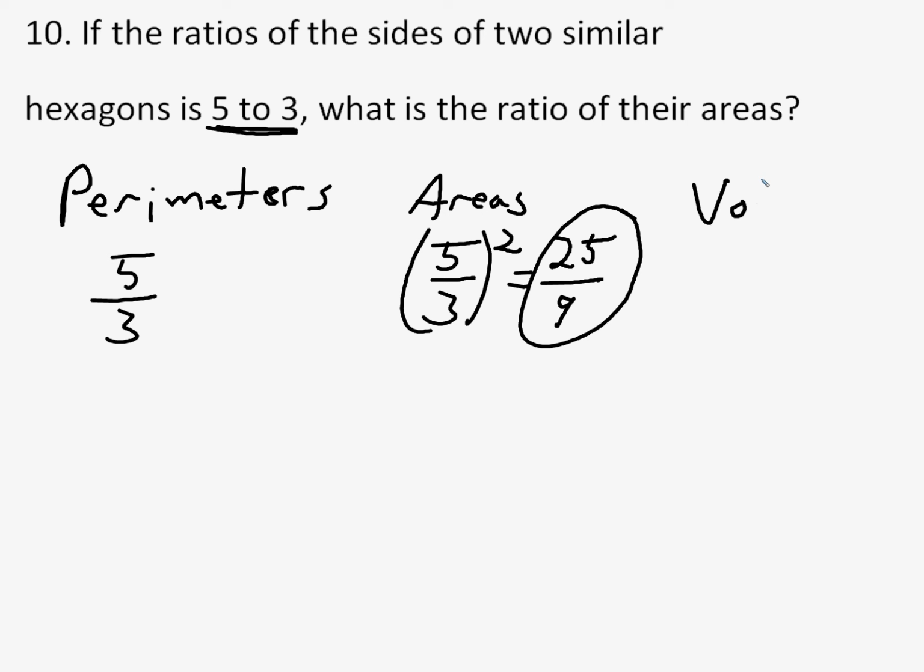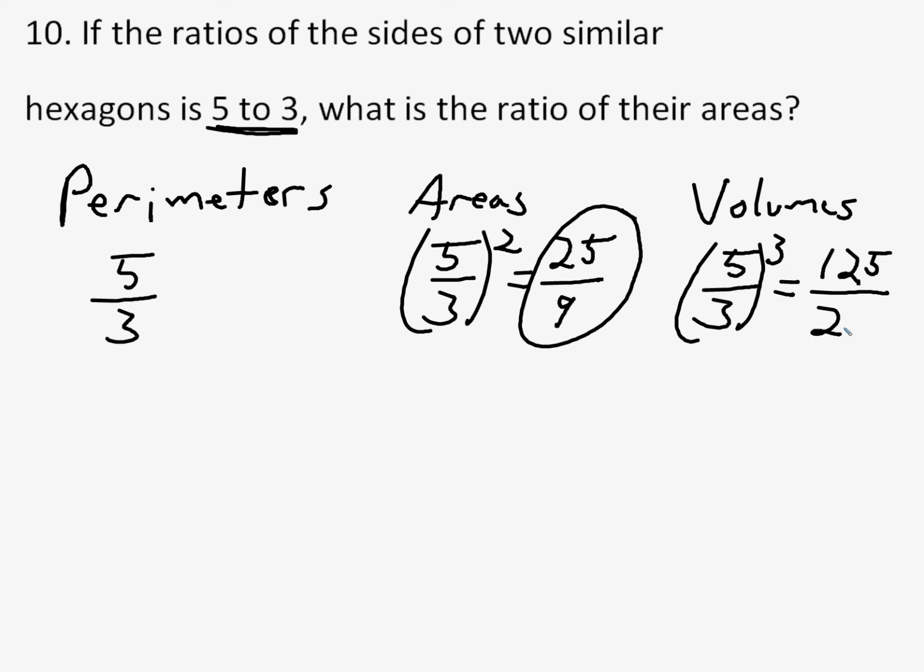The last thing we want to look at or be reminded of is the ratio of the volumes, and what you do is you take the ratio of the sides and you cube it to find the ratio of the volumes. And so 5 cubed is 5 times 5 times 5, that's 125 over 3 times 3 times 3, which is 27. So our answer is 25/9, but there's a reminder of the other two things that go along with that.